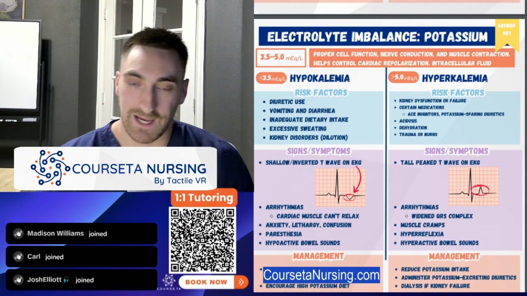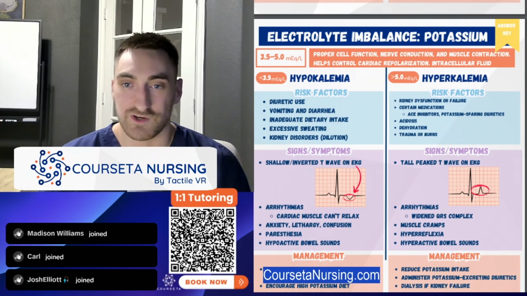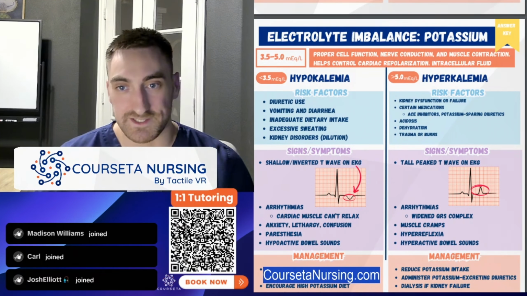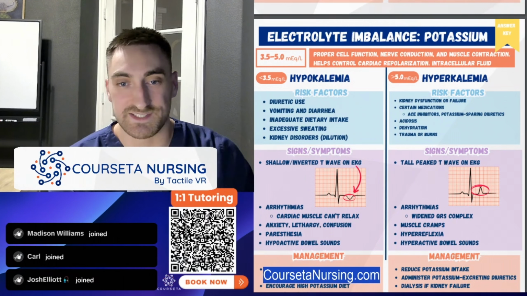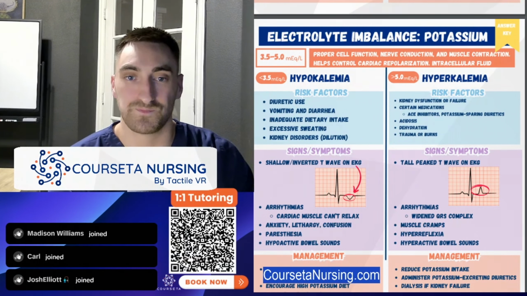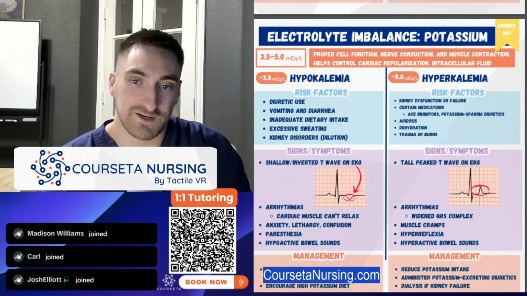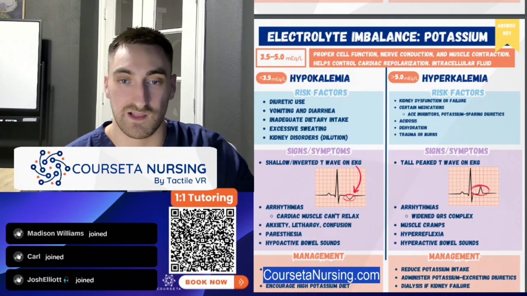So we know potassium helps with nerve conduction, muscle contraction, and cardiac relaxation. And it likes to stay inside the cell. That's its home. All right, so what are the risk factors of low potassium? So hypokalemia. Your risk factors are, number one, they love to ask about this, diuretic use. So write that down. Vomiting and diarrhea.